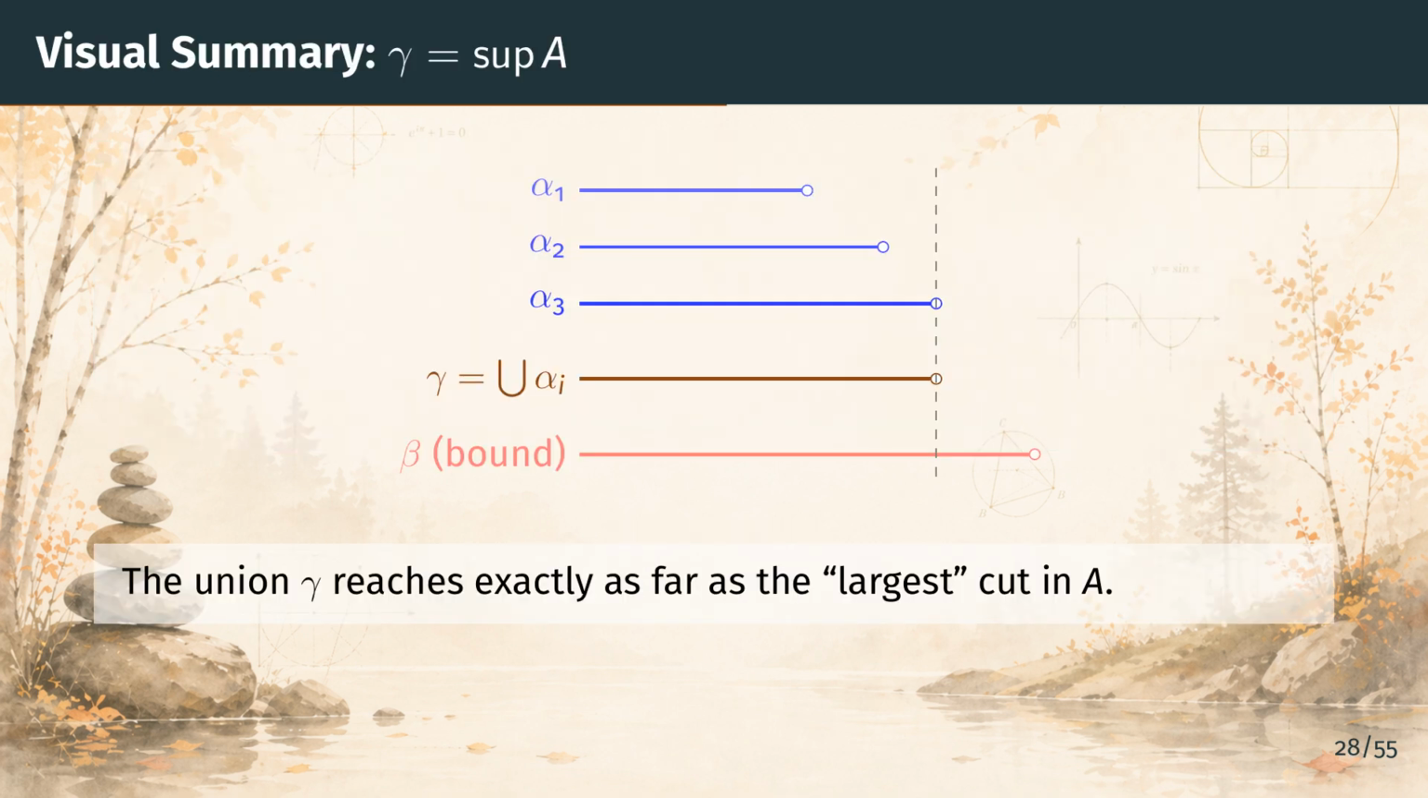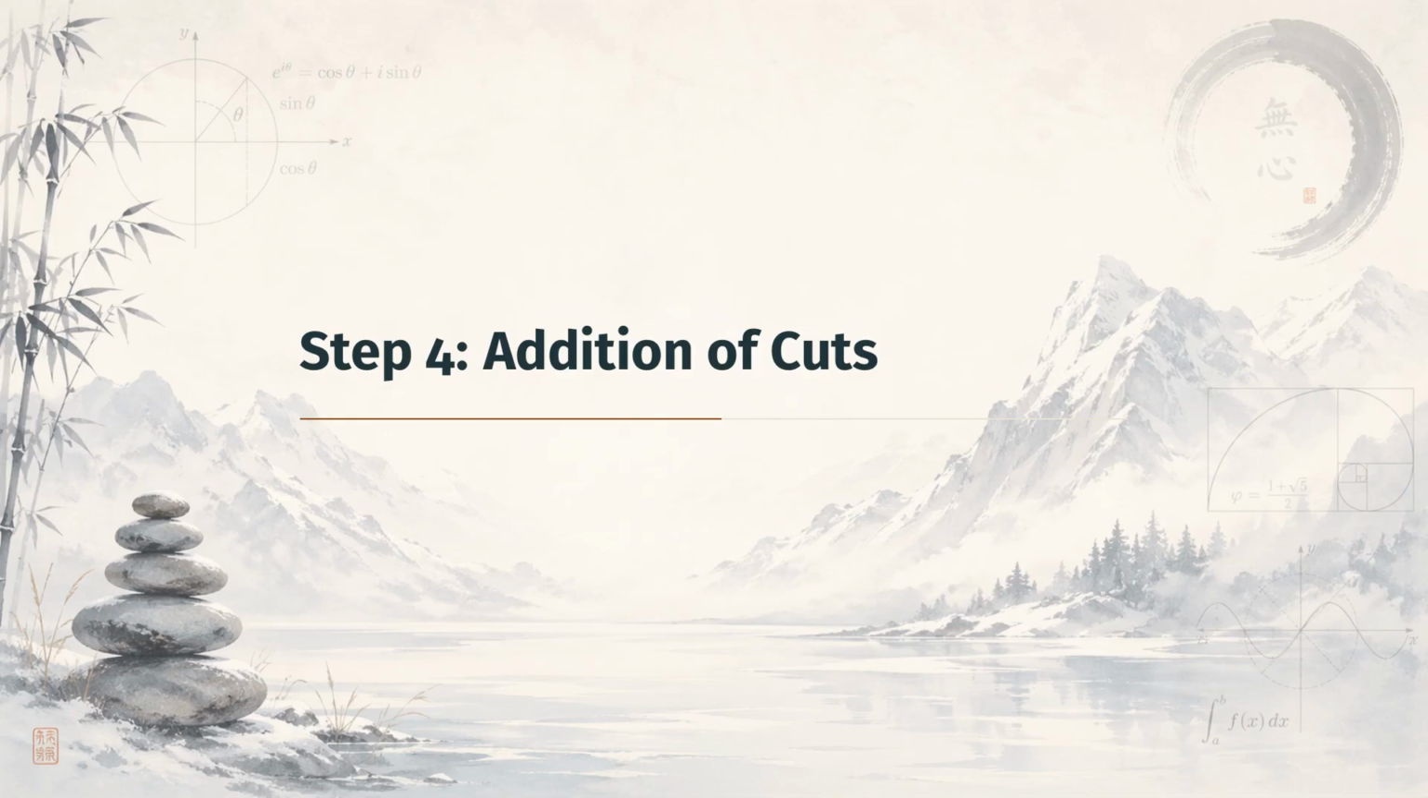Pause on one subtlety the diagram hides. When A is an infinite set of cuts, none of them may individually reach all the way up to the supremum. The members may only approach it from below, the way 1 over n approaches 0 without ever touching it. The union still captures the sup exactly, because a rational P lands in the union if it is in at least one member, no matter how late that member appears in the enumeration. This is why the construction works even for supremums that are not achieved by any single member of A.